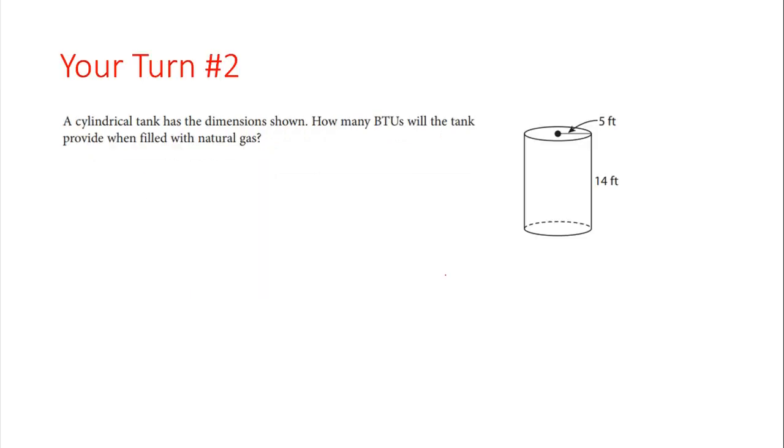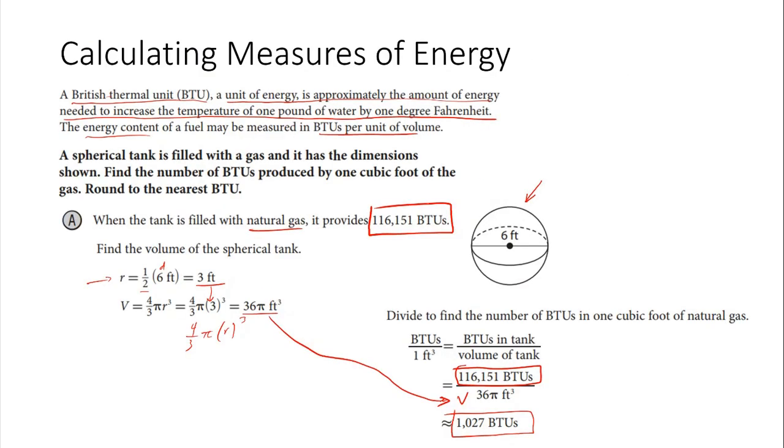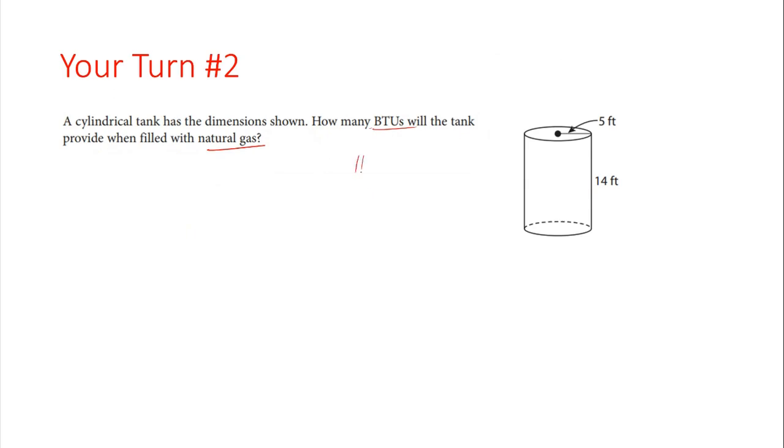Ugh. All right, so your turn number two. Again, we got a cylindrical tank. So again, what's the volume formula for a cylindrical tank? And then how many BTUs will a tank hold if it's filled with natural gas? So please note, natural gas, they gave you this for the BTUs: 116,151 BTUs.